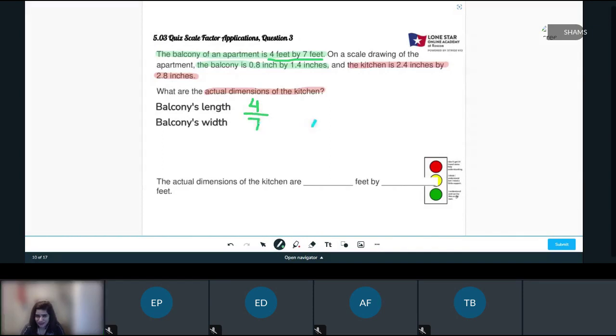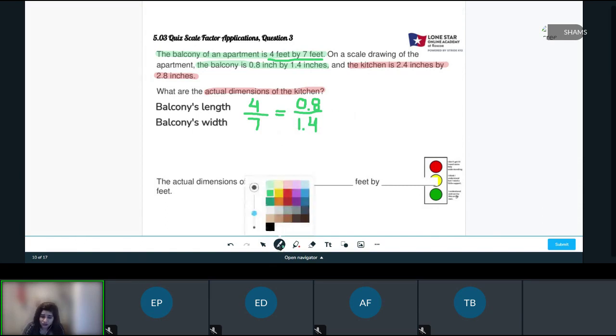Actual dimensions. Then on a map, on a scale drawing, on a picture, because pictures cannot be in feet and cannot be so big, in a scale drawing the same balcony is being represented by 0.8 inches by 1.4 inch. Because in the picture they cannot represent the actual thing, they had to scale it, they made it smaller. So in the scale drawing, this is how they represent it.